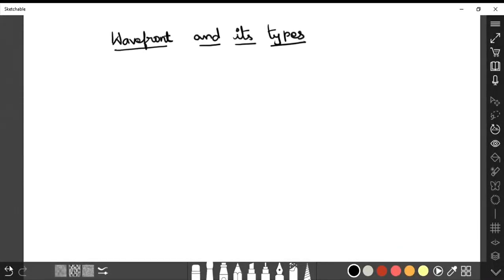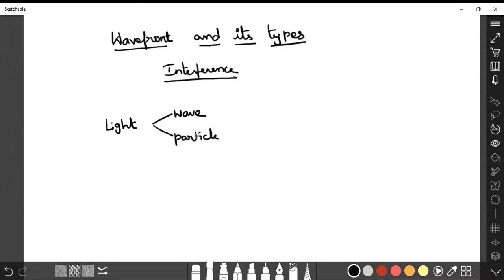Dear students, in this video I would like to discuss wavefront and its types. Actually, this concept is very important for the understanding of the phenomenon interference, right? Generally, the light has dual nature. It acts as a wave as well as a particle. So in this series of videos, to understand this concept interference, we are going to talk about the wave nature of light.